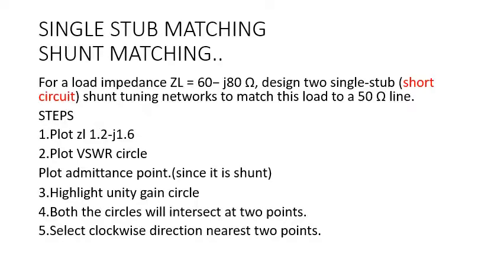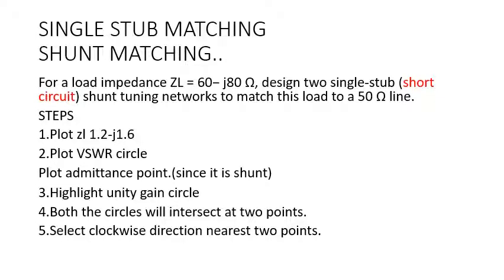In the first problem, which we have taken from the Pozar book, we are starting with shunt matching. The question given is: for a load impedance ZL equal to 60 minus j80 ohms, design two single stub short circuit shunt tuning networks to match this load to a 50 ohm line. The design for doing this is, first we plot the impedance ZL, so 60 minus j80 is given. The characteristic impedance is given as 50 ohms. So when you normalize this, it becomes 60 upon 50 minus j80 upon 50. The answer comes out to be 1.2 minus j1.6.